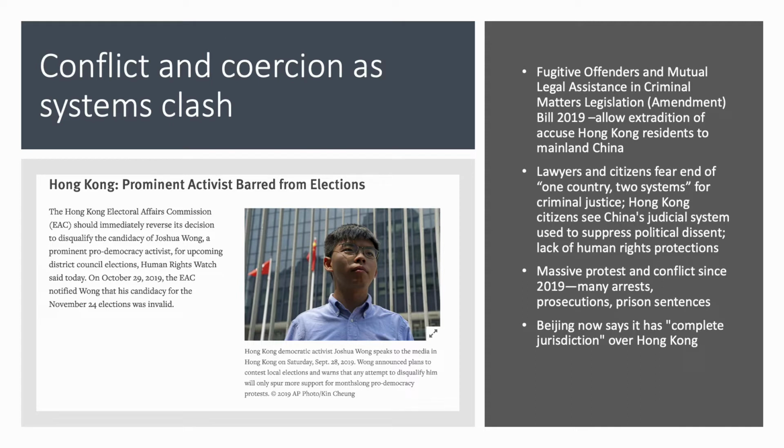Many people felt the One Country, Two Systems agreement was being violated by China. They're suppressing political dissent, and they began to crack down. There were huge protests, and they resulted in a crackdown: arrests, prosecutions, prison sentences, and now Beijing says it has complete jurisdiction over Hong Kong. And there's an example here of a person who was subjected to this new policy. So that's how that arrangement of legal pluralism really terminated, in essence, where China just simply said, we are going to impose our rules on you regardless of the agreement. I'm not going to get into all the legalities of that in international law, but it's certainly caused tremendous conflict in Hong Kong, and a number of people have been imprisoned.